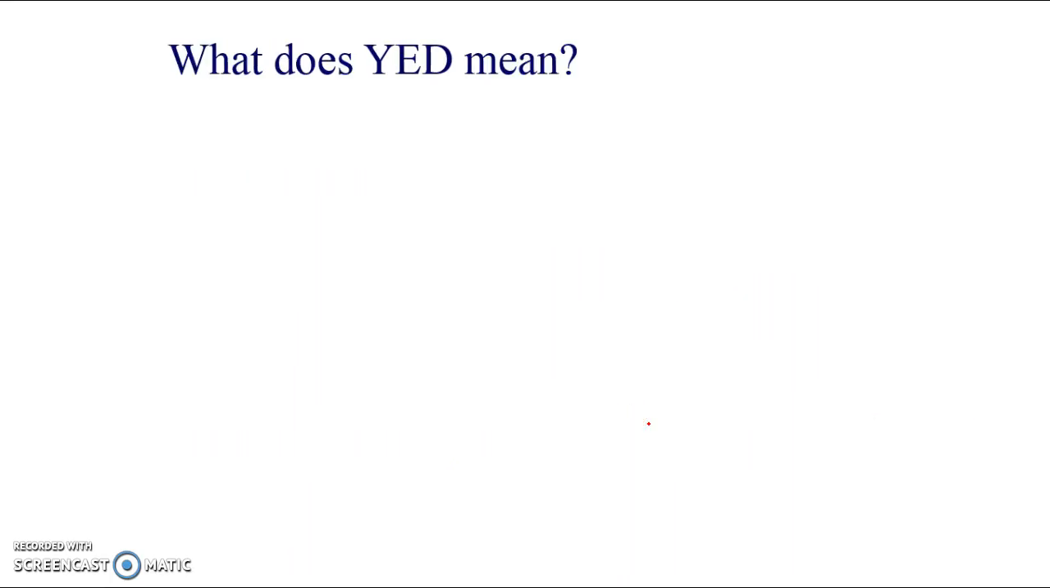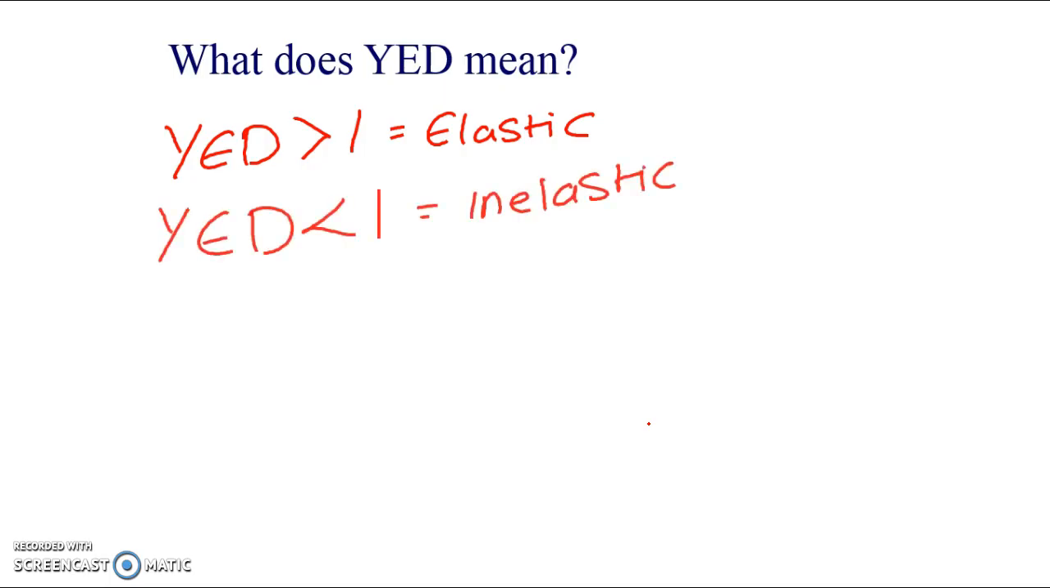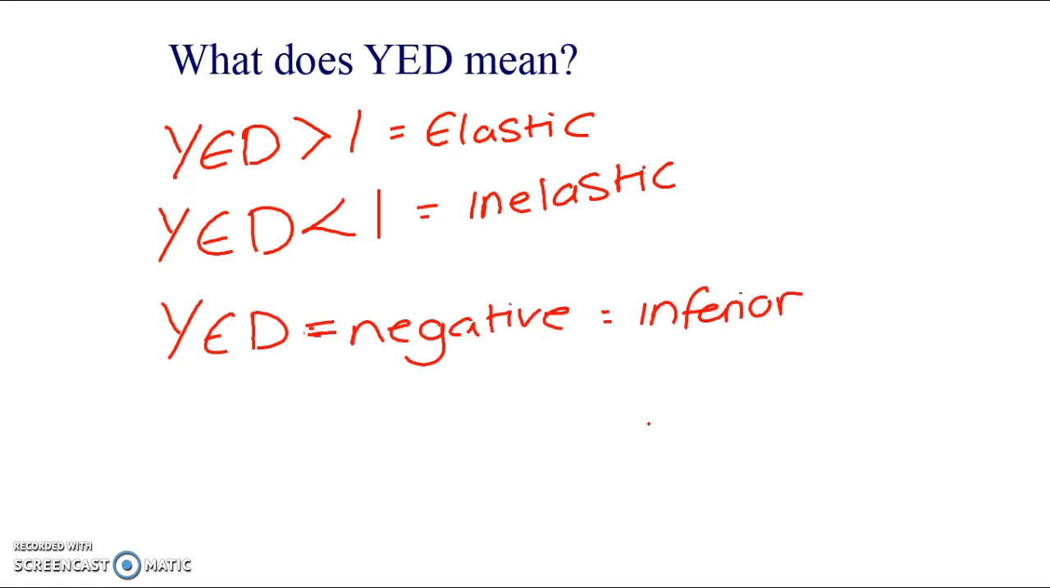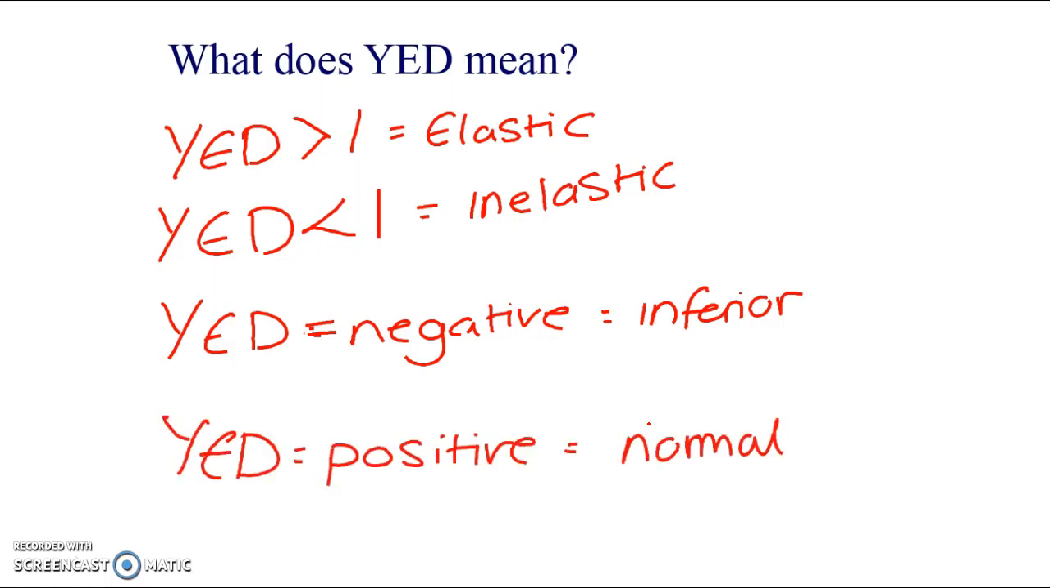So there are actually 4 different combinations of YED. It's either going to be elastic, sensitive to a change in income, or inelastic, insensitive to a change in income. And you can also tell by the sign whether it's inferior, and that's if it's a negative sign, or if it's positive, it means it's normal. So if income goes up, quantity demanded goes up. If income goes down, quantity demanded goes down as well.